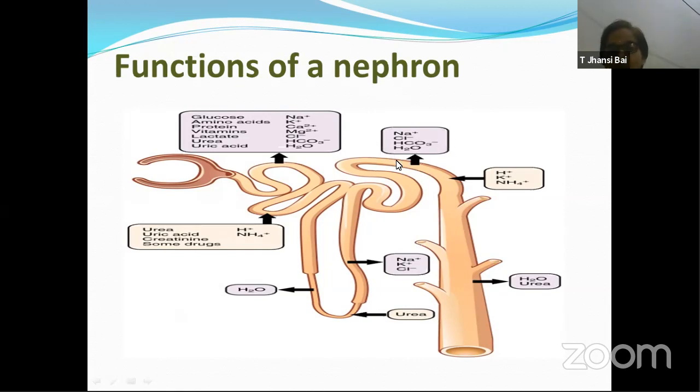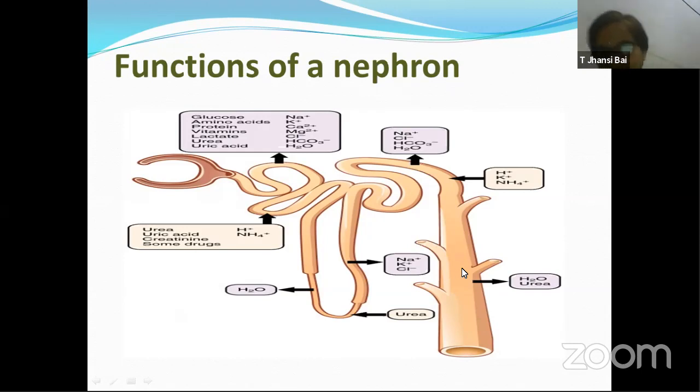Water reabsorption in the DCT and collecting duct is under the influence of one hormone, which we call antidiuretic hormone or vasopressin. Hope you recollected. Yesterday I taught you about this. This is the hormone secreted by the master of all glands, what we call the pituitary gland. It is secreted from the posterior lobe.